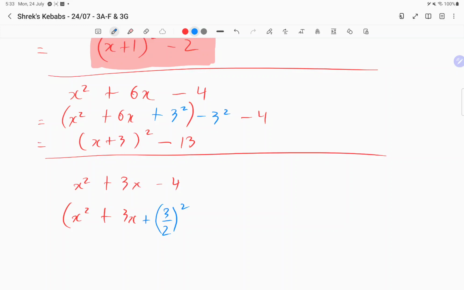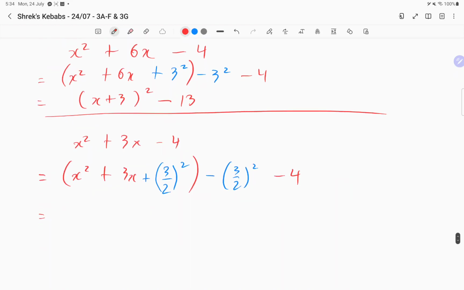Does it make sense? Because half of it. But then you also need to subtract the exact same thing in order to balance it out. And then you add the minus 4. This is the harder one, but does it make sense now? Because we spent weeks on these topics. Make sure you go back and practice it otherwise.